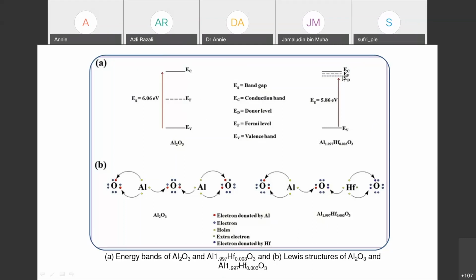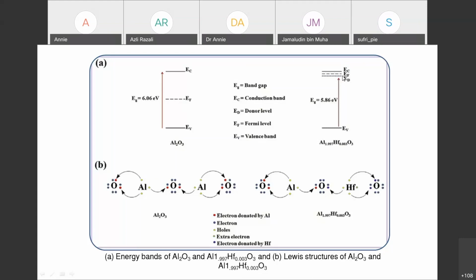Okay, so the introduction of hafnium in the lattice of aluminium oxide materials has modified the energy bands of the doped compounds. This will result in the new hafnium-doped materials being extrinsic semiconductors. So the band gap values for hafnium-doped samples decrease with respect to the aluminium oxide, where the presence of hafnium introduces extra electrons in the materials, due to the +4 state of hafnium, as illustrated in this Lewis structure for both aluminium oxide and aluminium hafnium oxide.